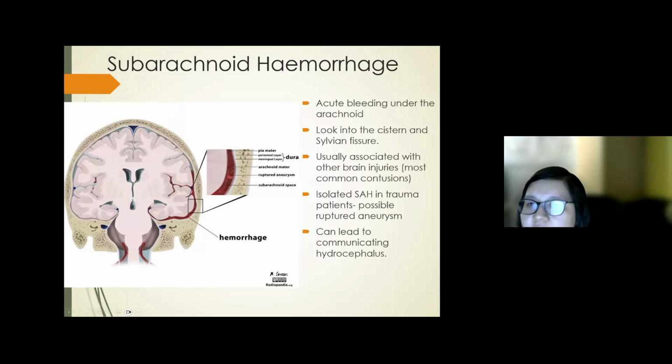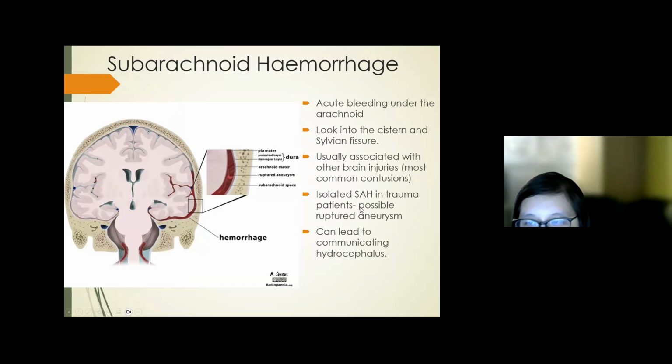So for subarachnoid hemorrhage, it's an acute bleeding under the arachnoid. And usually for subarachnoid hemorrhage, we look into the cistern and the sylvian fissure in the CT brain, and it is usually associated with other brain injury. Most common is the brain contusion.